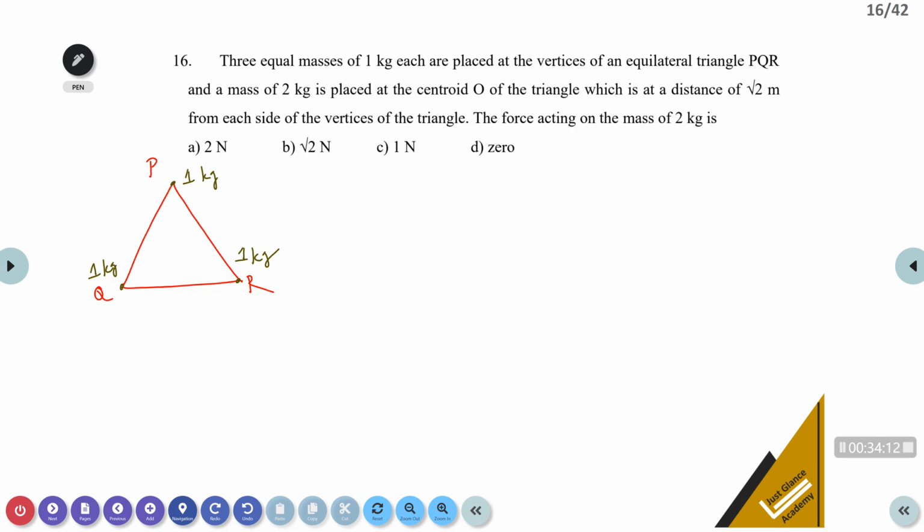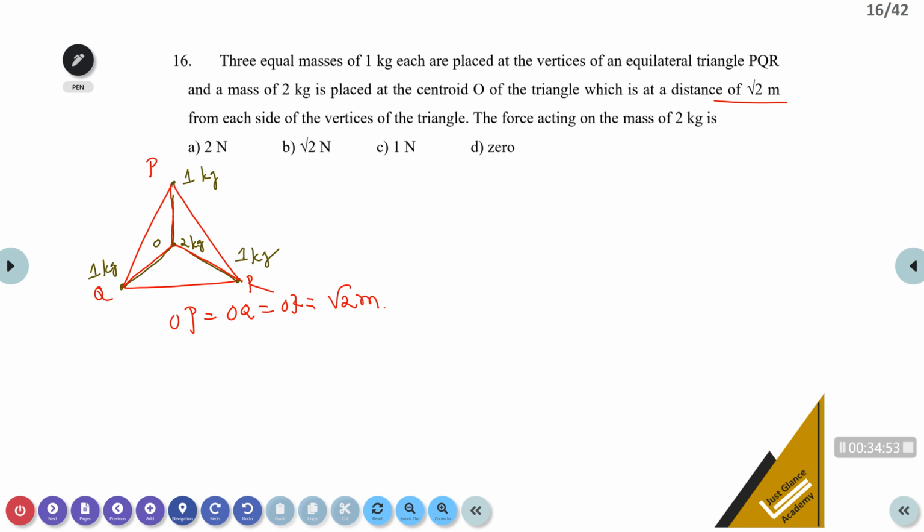And a mass of 2 kilogram is placed at the centroid. This is the centroid. Here 2 kilogram. I will call it O. That is at a distance of square root of 2 meter from each of the vertices. That means OP equals OQ equals OR equals square root of 2 meter, as given.